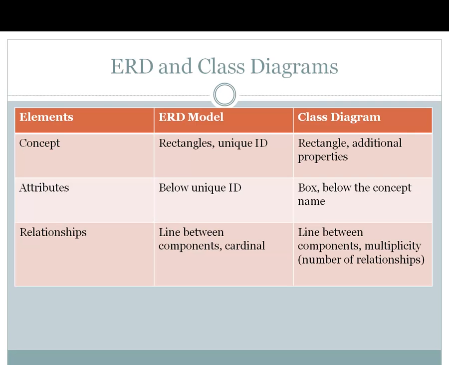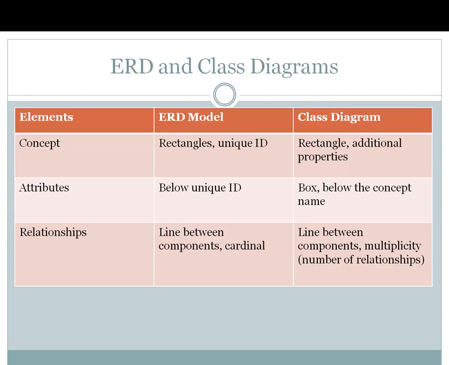Now, the ERD and class diagrams use some different components to help illustrate the parts of each model. So for example, if you were to illustrate a concept in an ERD model, you would have rectangles that have a unique ID associated with each rectangle. In a class diagram, you can use a square or a rectangle, but you can add additional properties besides the unique ID. Now, any of those unique properties or attributes in an ERD model, they go below the unique ID. Now, in a class diagram, it's outside of the box, and it's below the concept name.